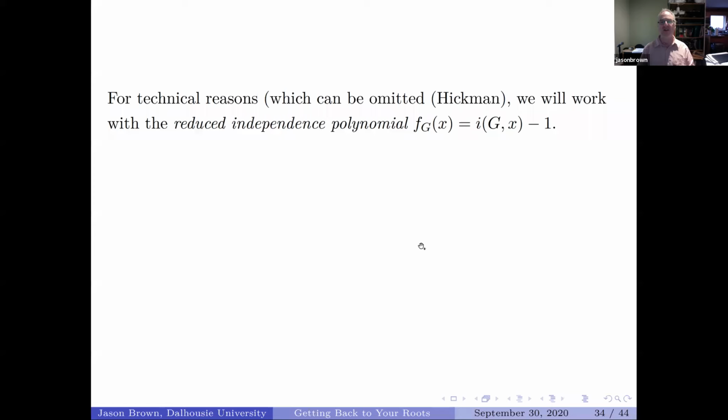So for technical reasons, which you can read in the PhD thesis of my ex-PhD student, Carl Hickman, we will work with, instead of the independence polynomial, a very closely related polynomial. We'll write f sub g of x, which is the independence polynomial minus the constant term 1. That really changes very little in terms of the independence roots, but it's a technicality that will simply make some of the statements and results a little easier to state.